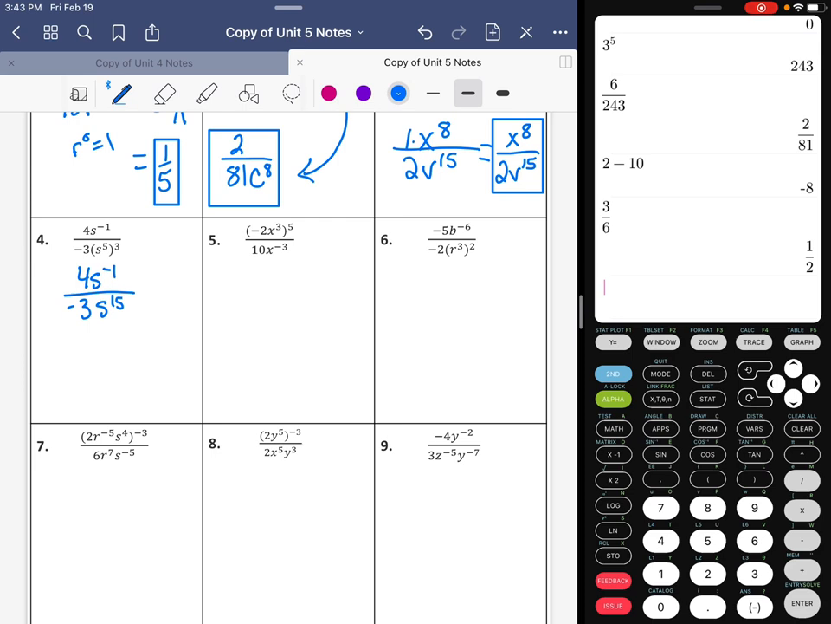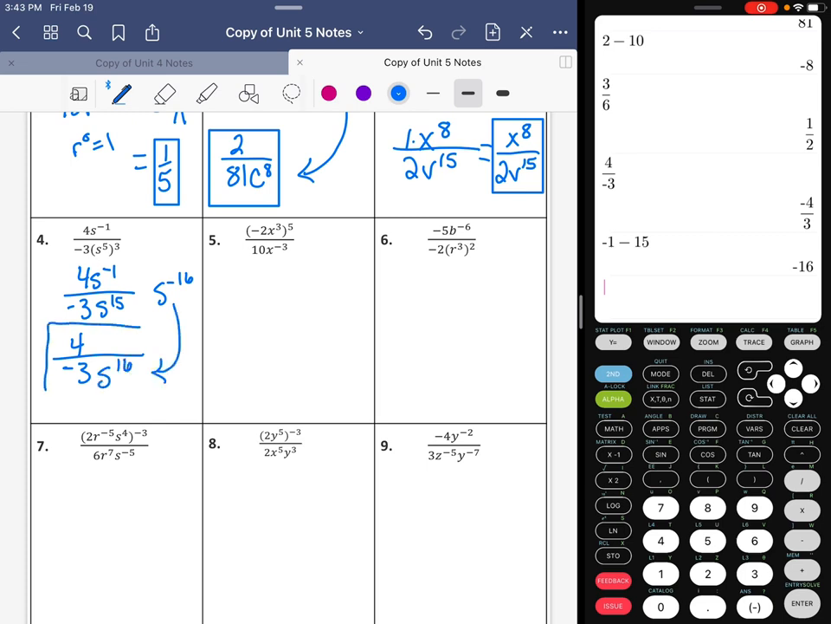So 5 times 3 is 15. Now I'm going to see if 4 over negative 3 will simplify. P.S. it doesn't, so I'm just going to leave 4 over negative 3. Then I have negative 1 minus 15. That's negative 16, so I have s to the negative 16th power. That means that has to go in the denominator so that it can be positive. So very similar to the second one we did.